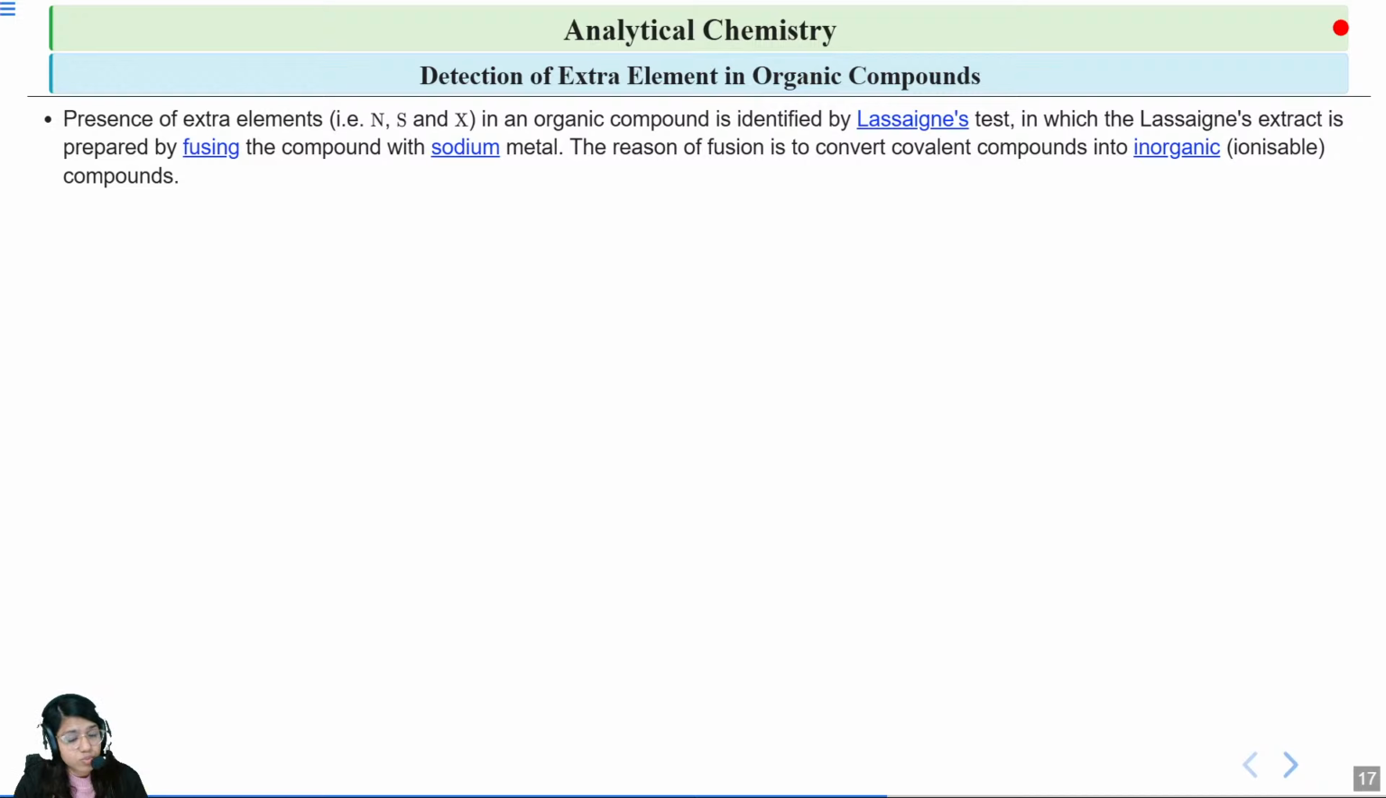And how is this test performed? This is done by fusing the compound with sodium metal to form a sodium extract, also called Lassaigne extract, which allows the element to be identified through subsequent chemical reactions. The fusion process converts covalent bonds into ionic bonds, making the elements easier to detect.